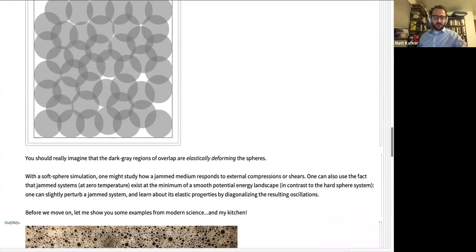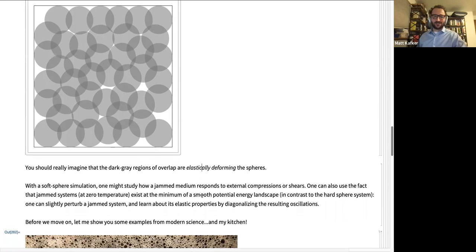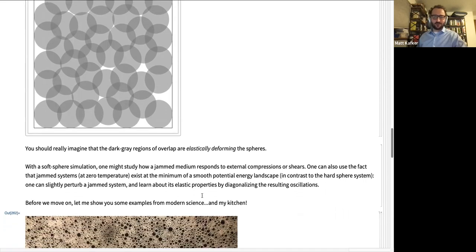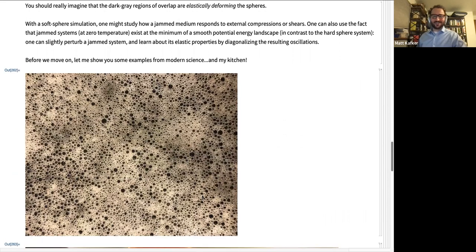Okay, right. So I want to give you some examples of people actually thinking about jamming in the modern scientific literature. But first, I'm going to show you two pictures I took in my kitchen, because no good scientific presentation is complete without pictures that you took in your kitchen. So these are some suds on the top of a pot that I was cleaning. And if you look closely, we have a nice wet foam here.